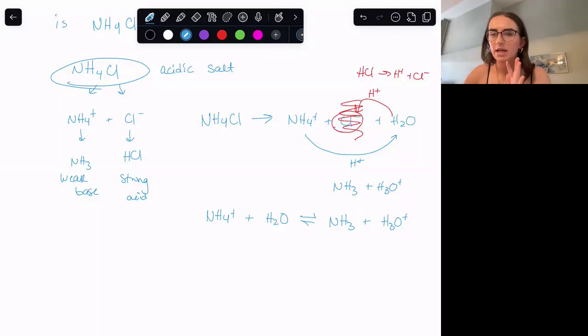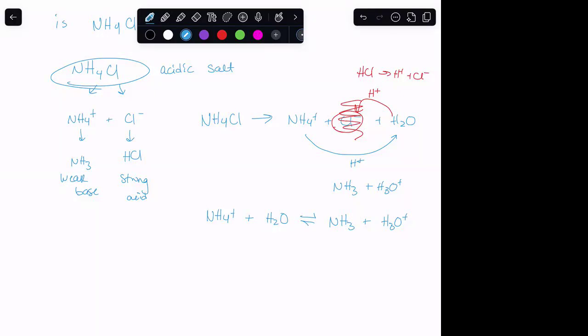Okay, does that make sense how we set this up? NH4Cl is going to go into solution, forming the ions NH4 plus and Cl minus. And then we have to ask ourselves, what happens after that, now that those ions are in solution?